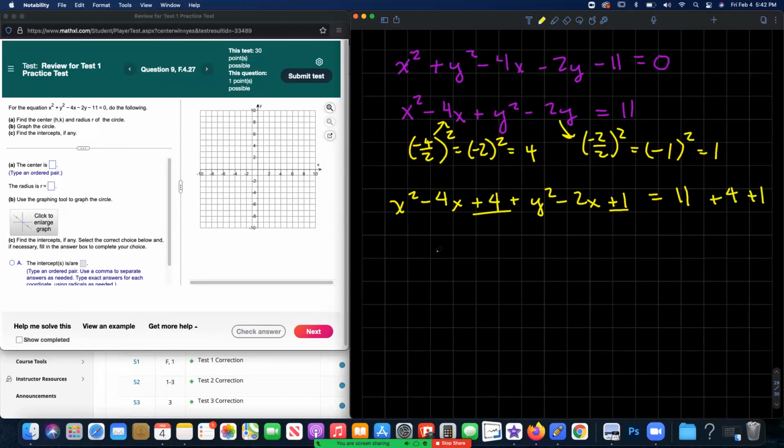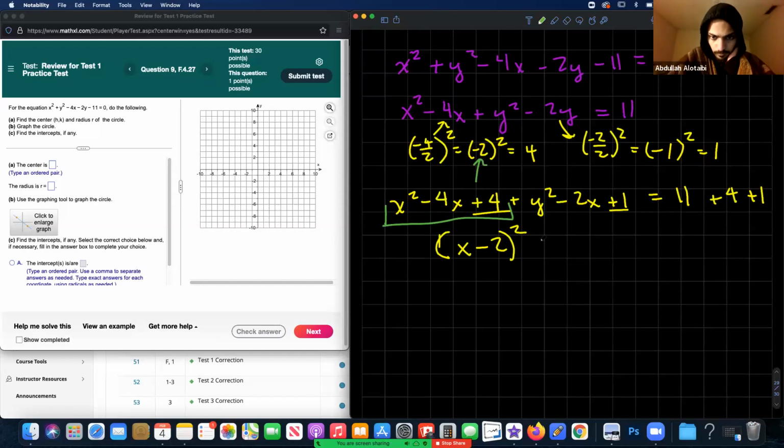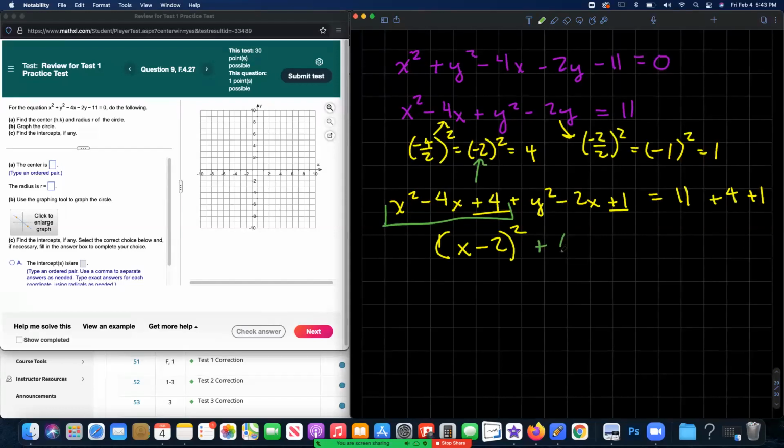Exactly. So you end up with x minus 2 squared. And the reason why I know that those 3 terms will be x minus 2 squared is because this middle number was negative 2, and then plus y minus 1 squared, same thing. This was negative 1, and then it's equal to, and we add these 3 together, we get 16.